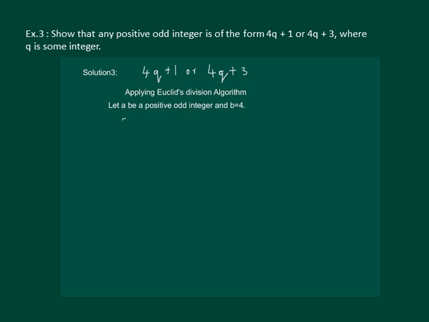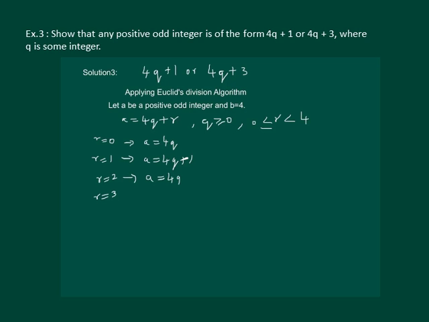Then, by the algorithm, we have a equal to 4q plus r, where q is greater than or equal to 0 and r should lie greater than or equal to 0 and less than 4. That means r can take value 0, r can be 1, r can be 2, or r can be 3. And the corresponding form of a will be a equal to 4q. For r equal to 1, a is equal to 4q plus 1. R equal to 2, a equal to 4q plus 2. And for r equal to 3, a equal to 4q plus 3.